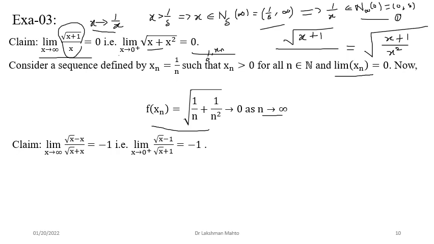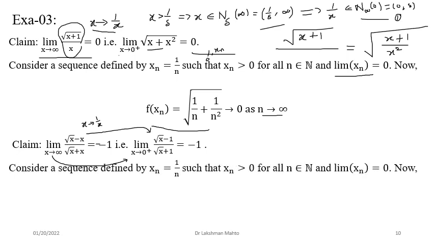Now next we are trying to find the limit of this function, a square root of x minus x divided by a square root of x plus x when x is approaching infinity. So again we apply the same reasoning. We are transforming x to 1 by x. In that process, this function will be transformed to a square root of x minus 1 divided by a square root of x plus 1, and the limit x approaching infinity will be transformed to x approaching 0 from the right. We just have to find the limit of this function through sequential characterization, and that would also be the limit of the original function. So here we are dealing with the right hand limit.